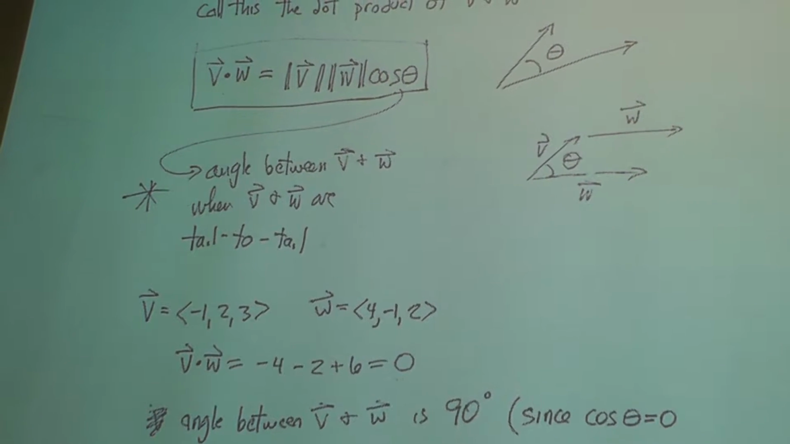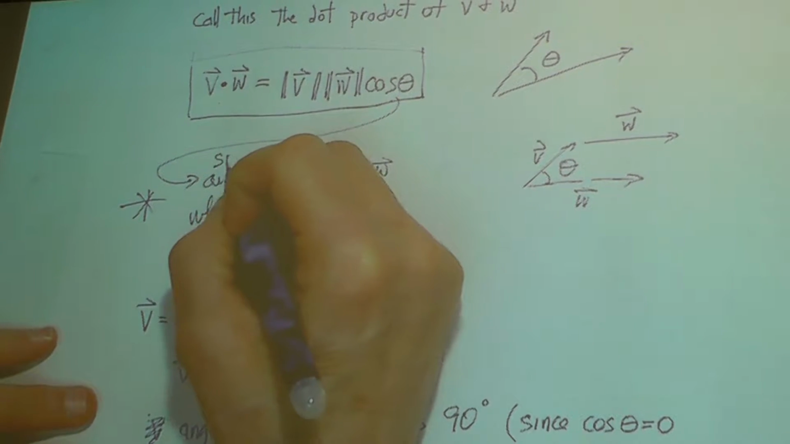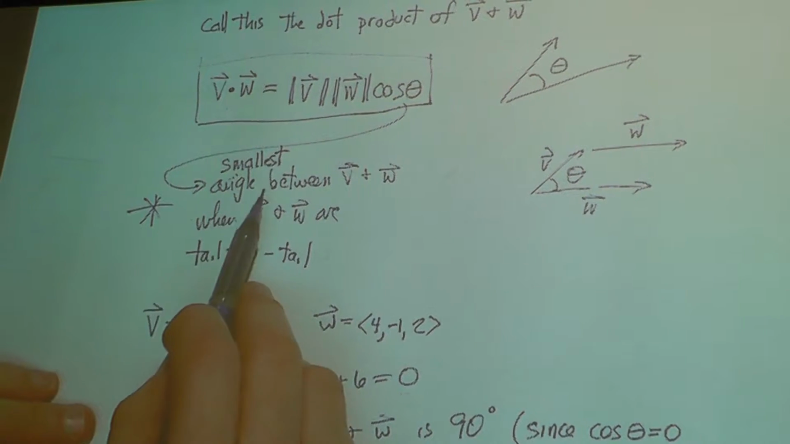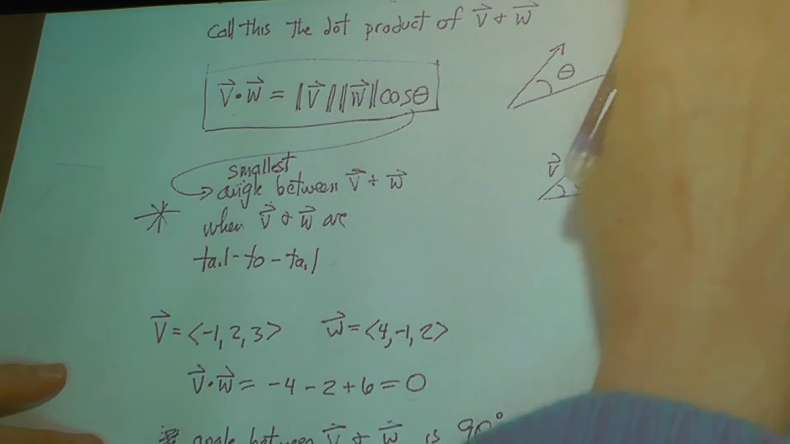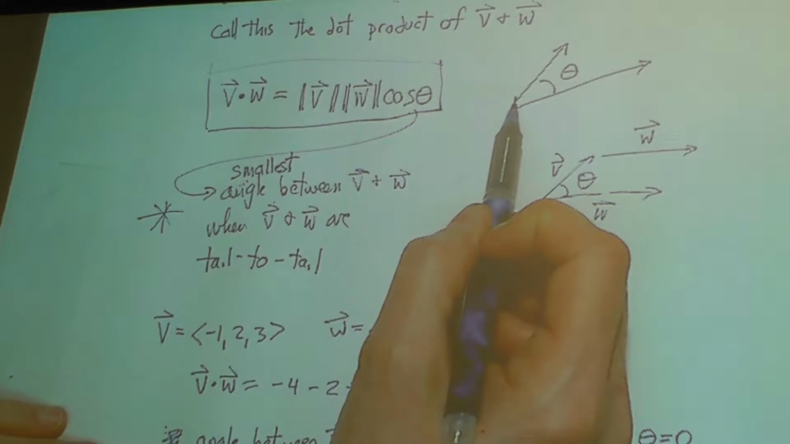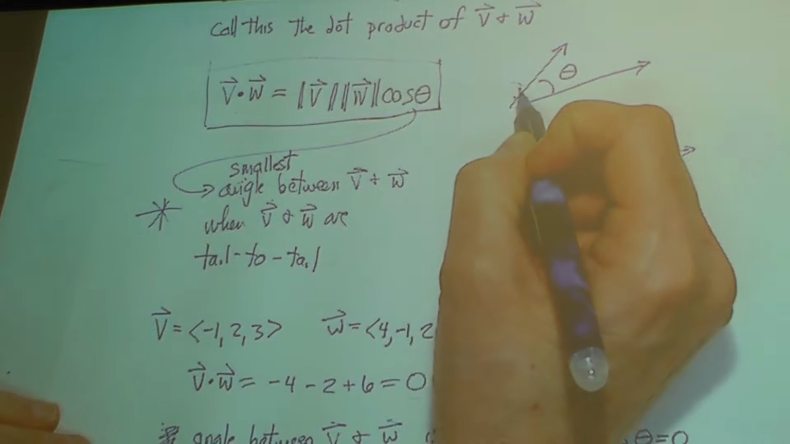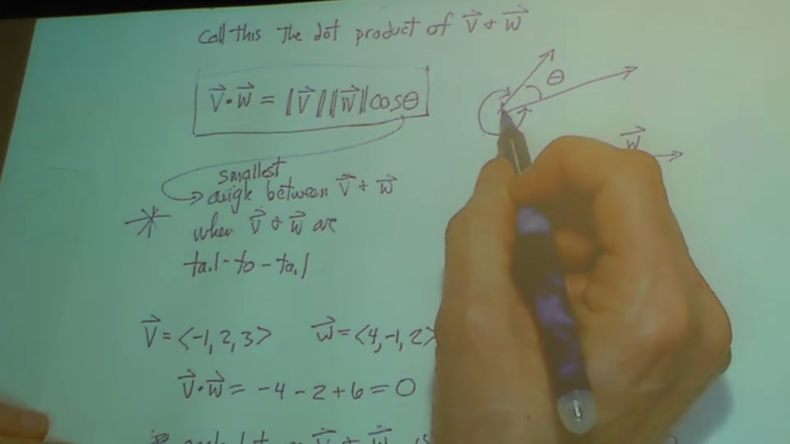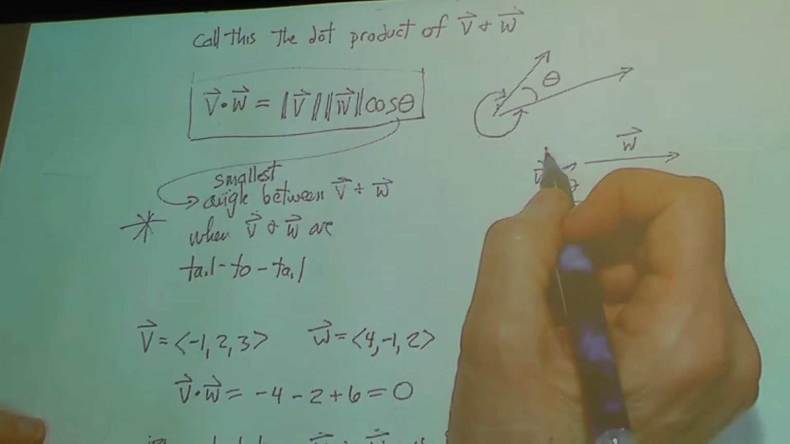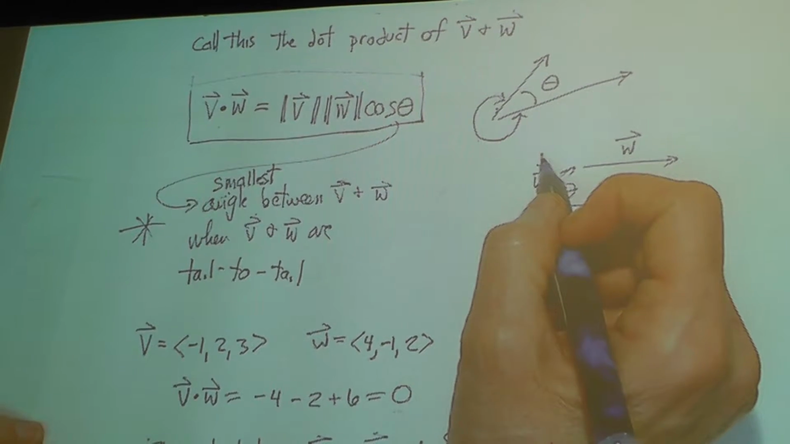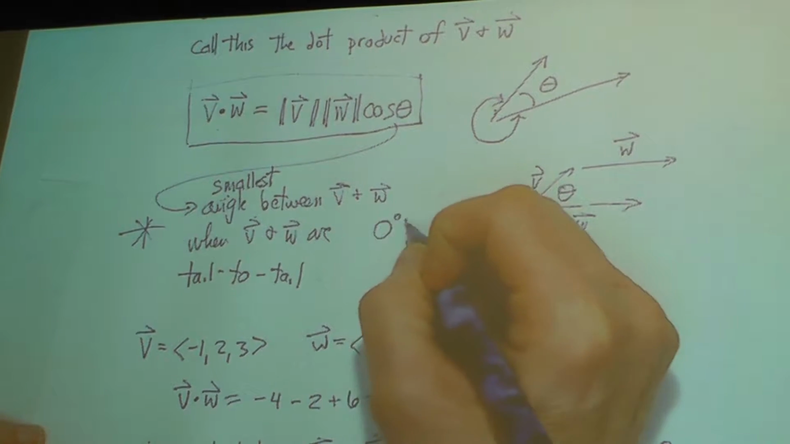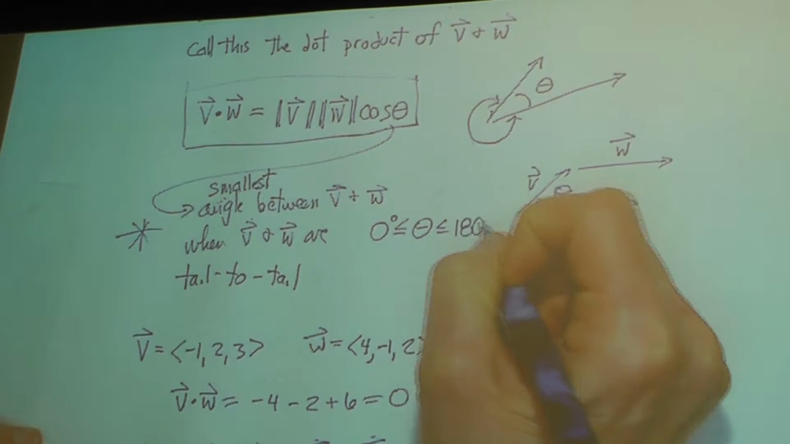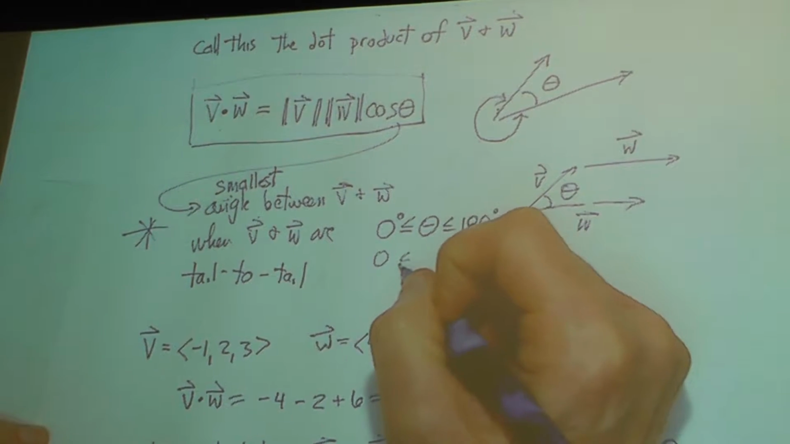One thing I forgot to mention, I forgot to put this word in. This is important. It's the smallest angle. So if I draw two vectors like this, I also have this vector possible. I want the smaller of the two. So in other words, theta is going to be between 0 degrees and 180 degrees, or 0 radians and pi.